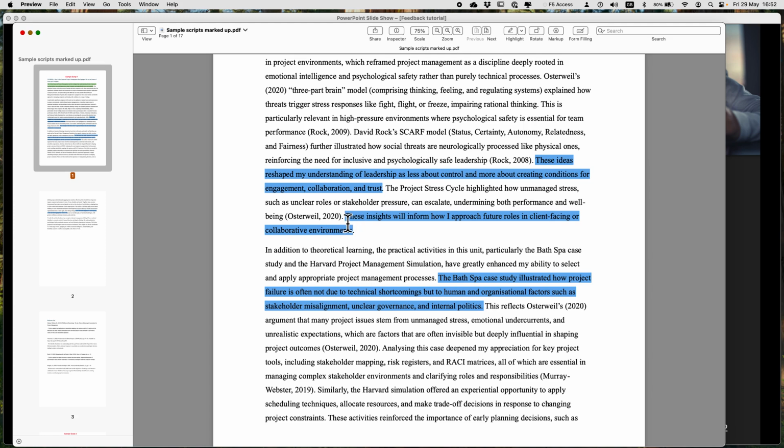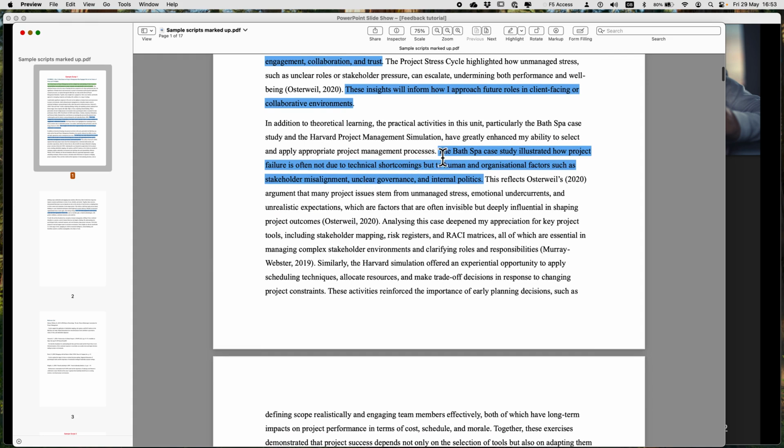"These insights will inform how I approach future roles in client-facing or collaborative environments." This is plausible. It's absolutely appropriate. But now I want to know, show me. Show me how. Give me an example. Give me some specifics. So it's staying quite high level here.